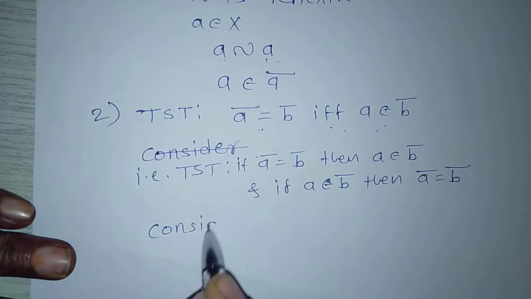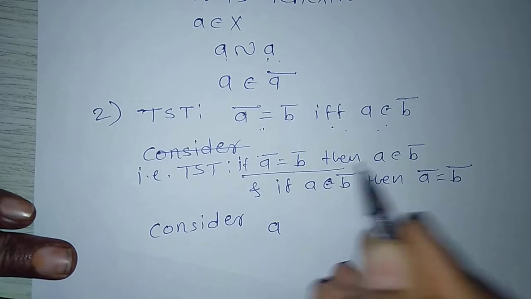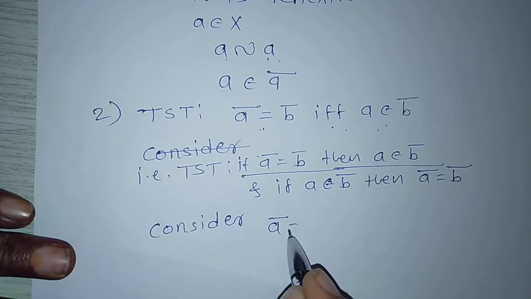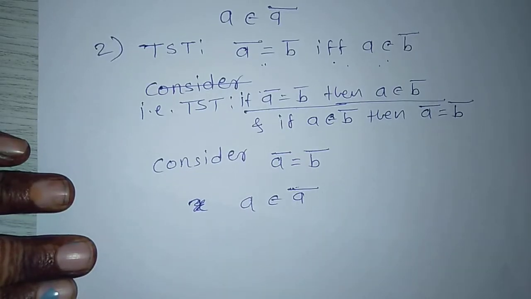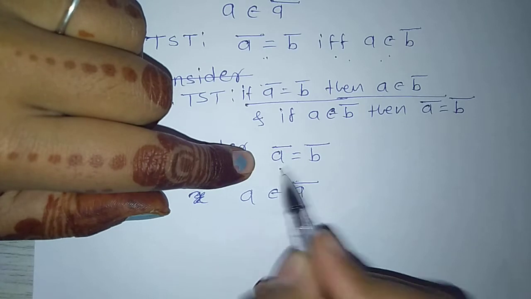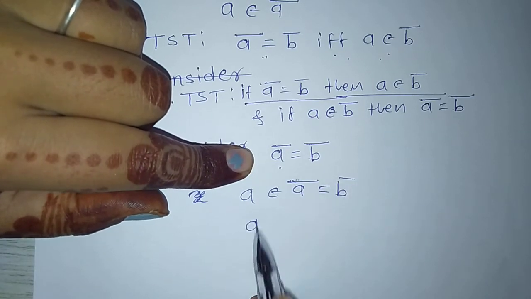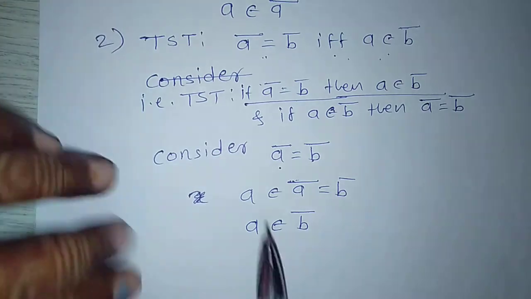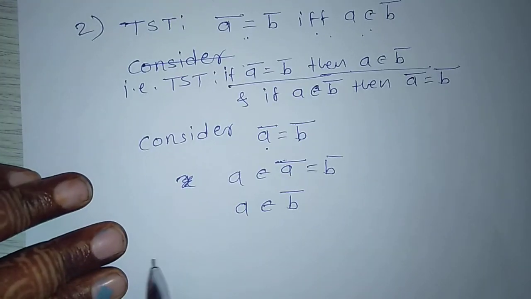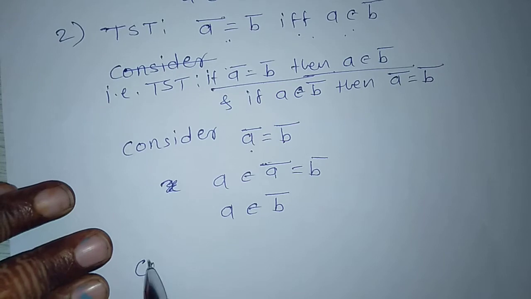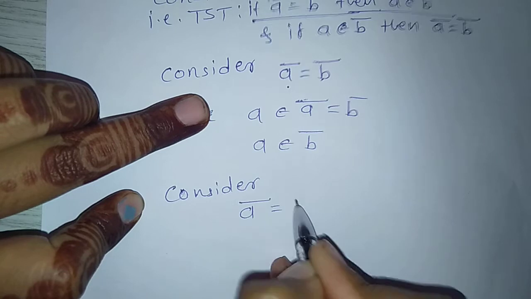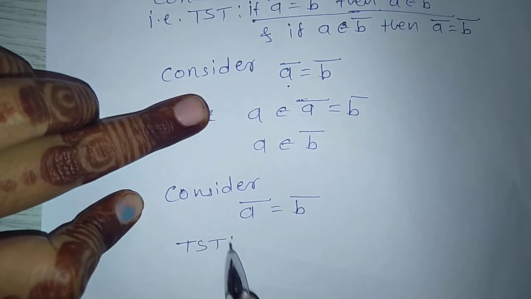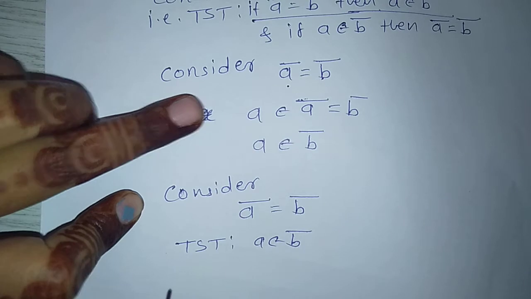Consider first a bar equals b bar. a belongs to a bar, and a bar equals b bar, then automatically a belongs to b bar, which means the first is proved. Second, consider a bar equals b bar, and to show that a belongs to b bar.